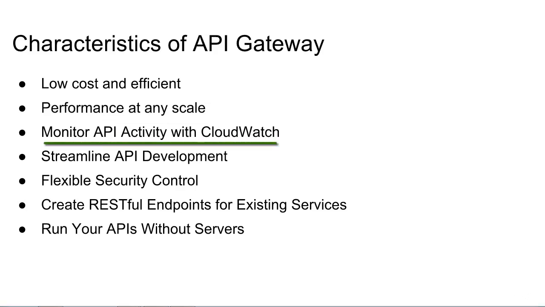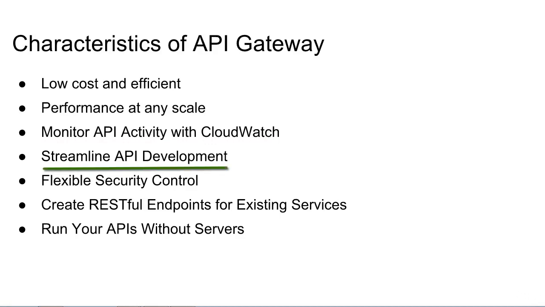Then next we have easy monitoring of API activity with CloudWatch, which is straightforward. You can monitor your API activities using CloudWatch, and you can see performance metrics and other data, latency and error rates and things like that in CloudWatch.